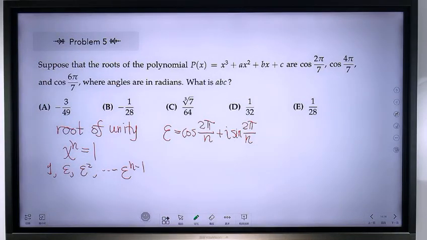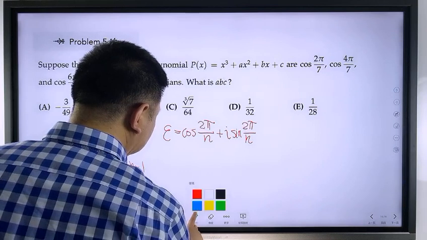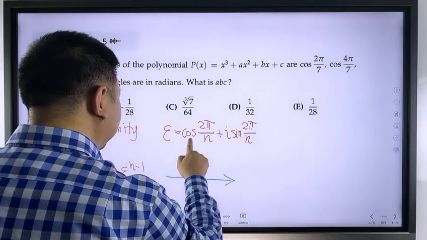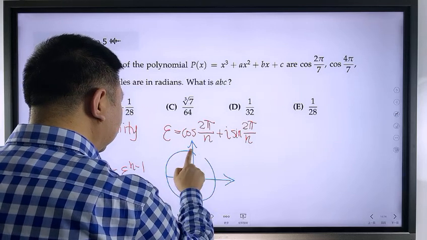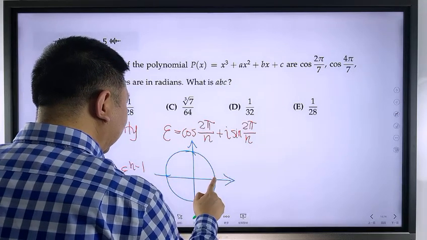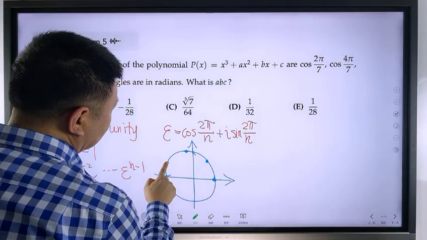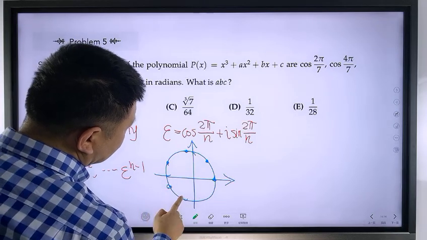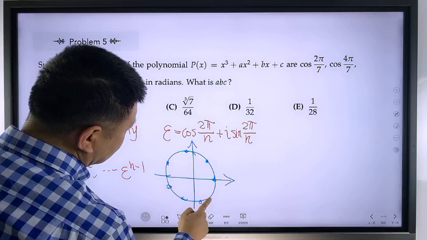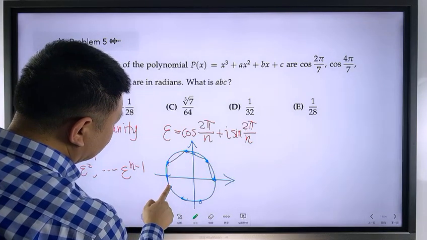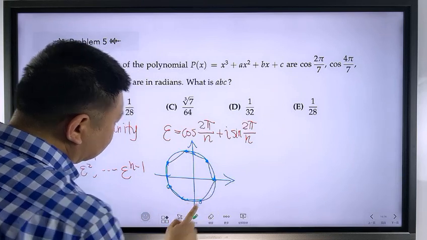And the geometric picture of it would be that. So you draw a complex plane, similar to a coordinate plane. You draw the unit circle. So all the roots are formed evenly spaced around the circle, and they form a regular polygon.